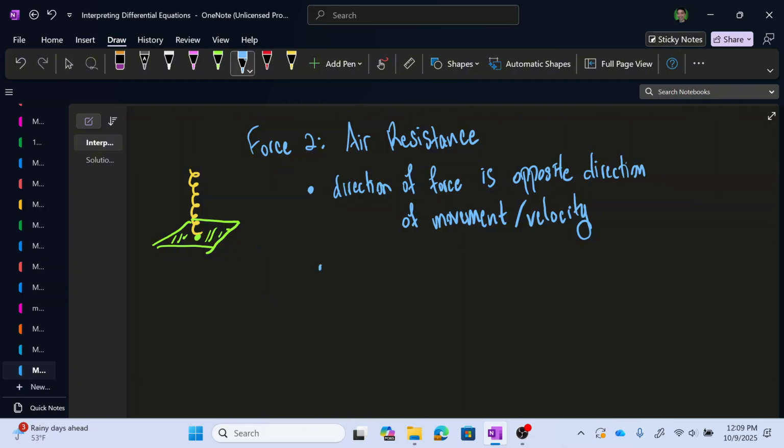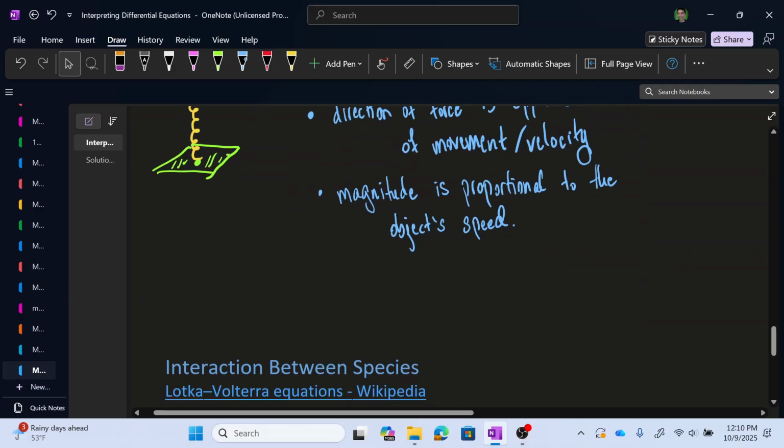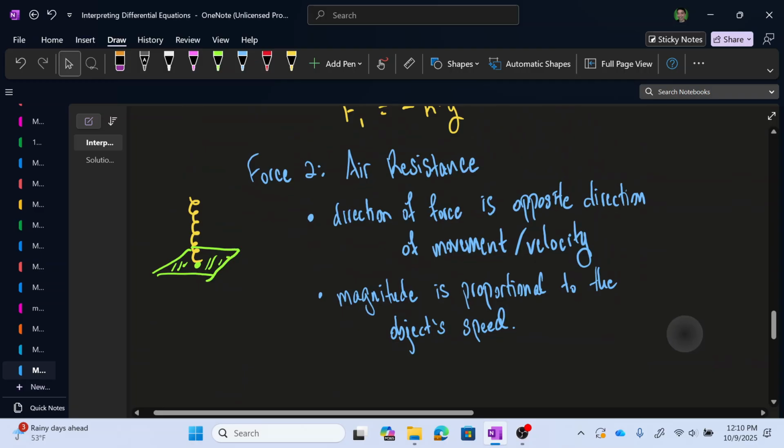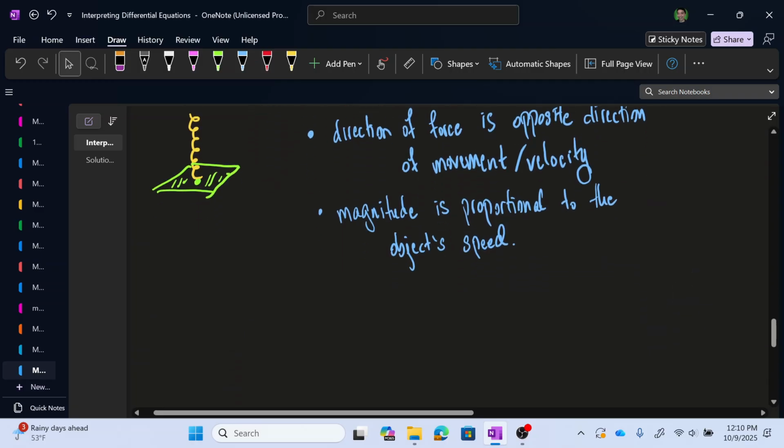Similarly, it's been found that the magnitude, the strength, of air resistance is proportional to the object's velocity, at least at relatively low speeds. As you move faster, you experience more air resistance. As you move slower, you experience less air resistance. So from this, let's write down an expression that represents the air resistance in a case like this one.